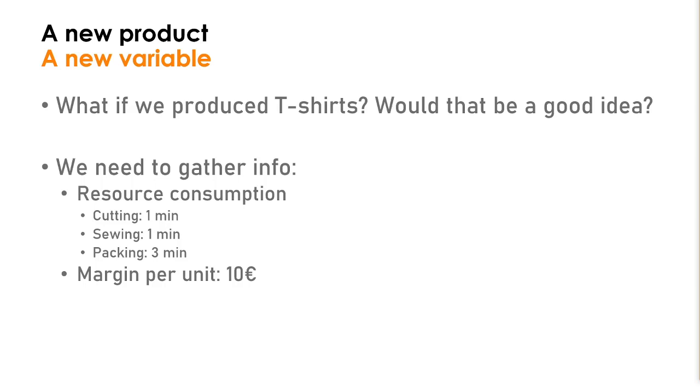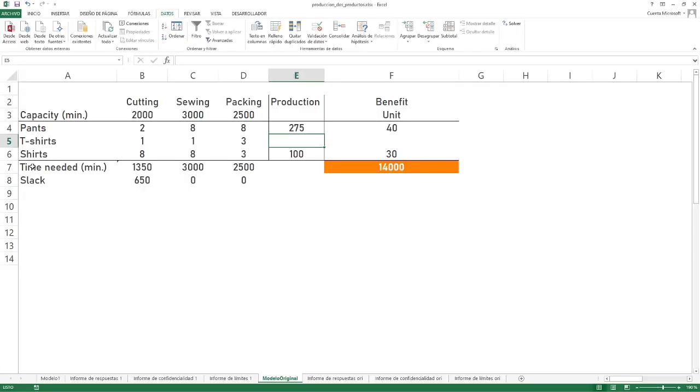So let's imagine that cutting is 1 minute, and packing 3 minutes, and we make 10 euros out of every unit. So if we go back to our model in Excel, what we have is a new row. I already created that, which is t-shirts. It doesn't matter which row it occupies, obviously. And I already typed 1 1 3, and I have to fill in the value for the benefit per unit.